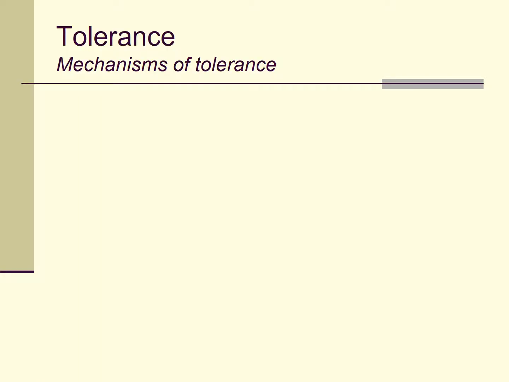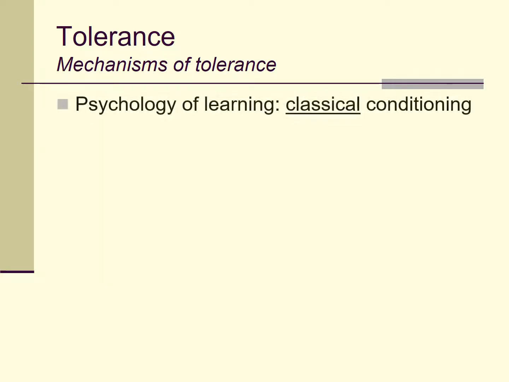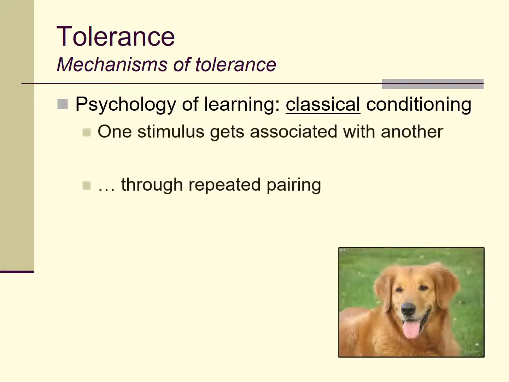So I've identified this as a process for explaining behavioral tolerance, which is sometimes called learned tolerance, which might lead you to wonder, is this learning like consciously learning something, like hopefully how you're learning right now about some different parts of tolerance, or how you might learn other subjects in your studies? Not exactly. This is learning in a much more basic sense. Again, as a bit of a repeat from earlier lectures, this is learning in the sense of classical conditioning, where one stimulus gets associated with another through repeated pairing.